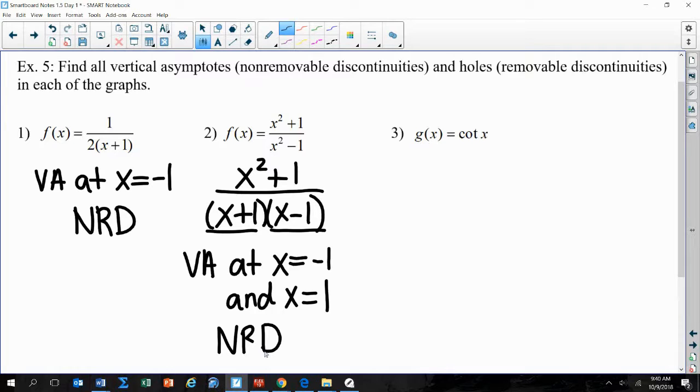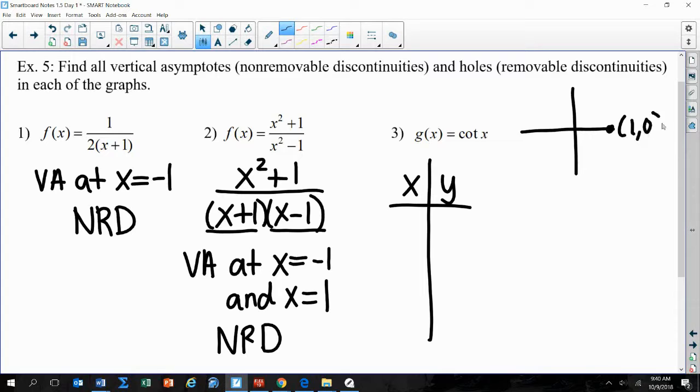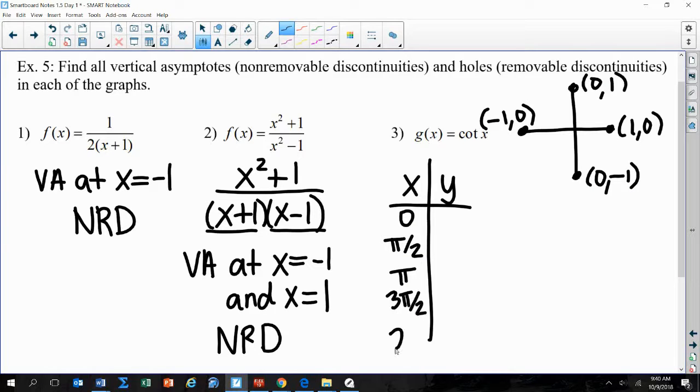Okay, so this is coming back again. So I'm going to make an XY chart just so that we can get an idea of where the asymptotes are occurring. I'm working my way around the unit circle. 1, 0, 0, 1, negative 1, 0, 0, negative 1. Okay. And I'm going to be looking at 0, pi over 2, pi, 3 pi over 2, and 2 pi. Tangent is y over x, right? So cotangent is x over y. Right, so I'm going to be moving around my unit circle looking at the x over y.